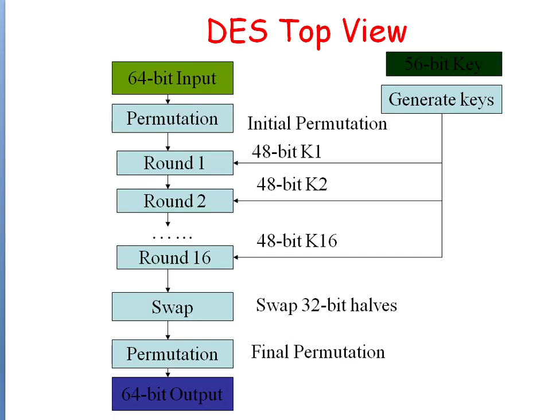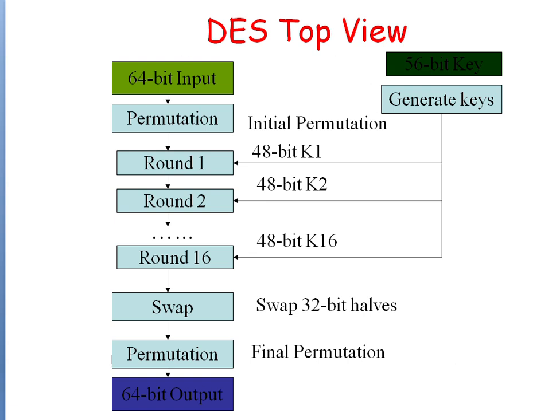DES overview. A 64-bit input is given to the initial permutation, and then round 1 to round 16. For each and every round, K1 to K16 is used, and in order to generate these keys, the 56-bit key is used. After the end of round 16, a swapping method is used, that is, the left half is swapped to the right and the right half is swapped to the left. Then the final permutation occurs, and after that we get the output.